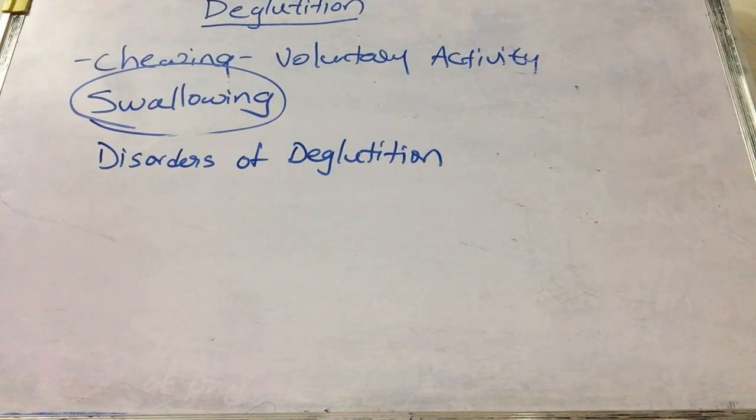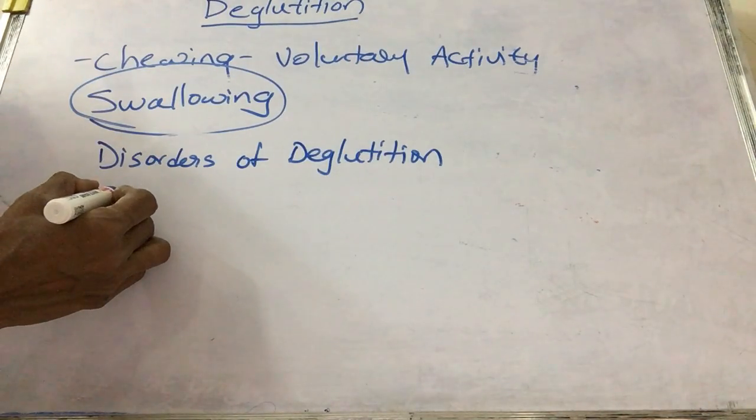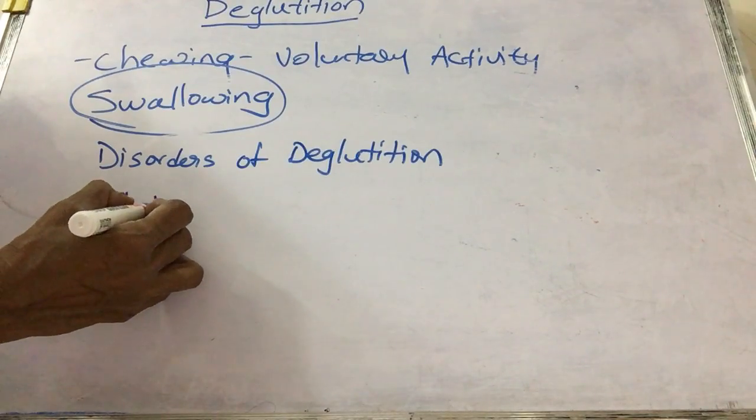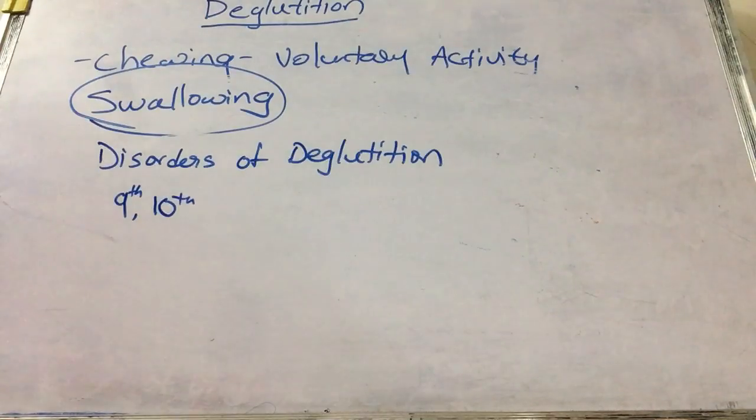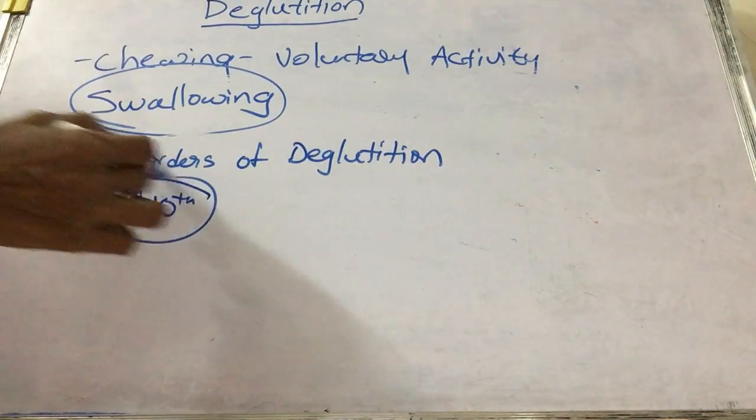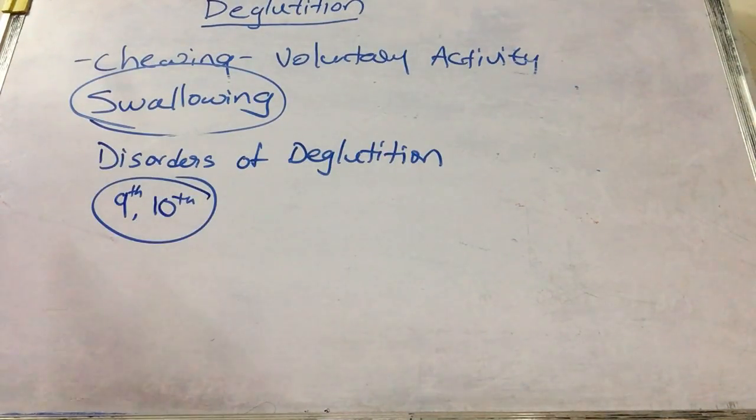So if deglutition reflex is impaired or abolished, then the regurgitation of food into the nose or aspiration into the larynx and trachea occurs. It is seen in the 9th or 10th nerve paralysis, in lesions of medulla. See, these 9th and 10th nerves are the afferents which carry the impulses from the receptors of the pharynx.